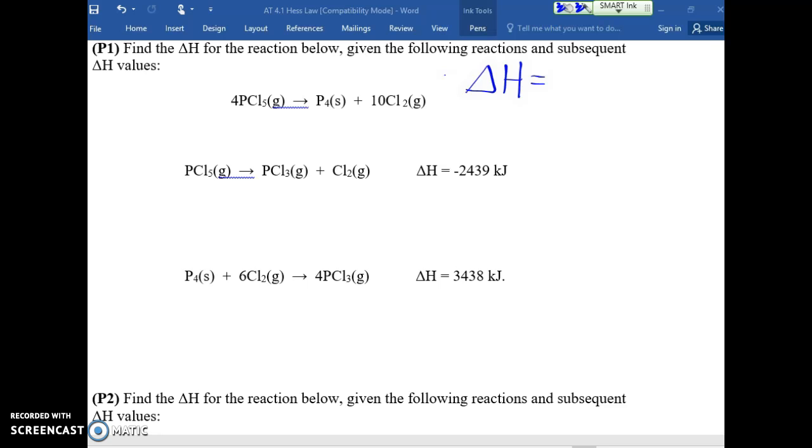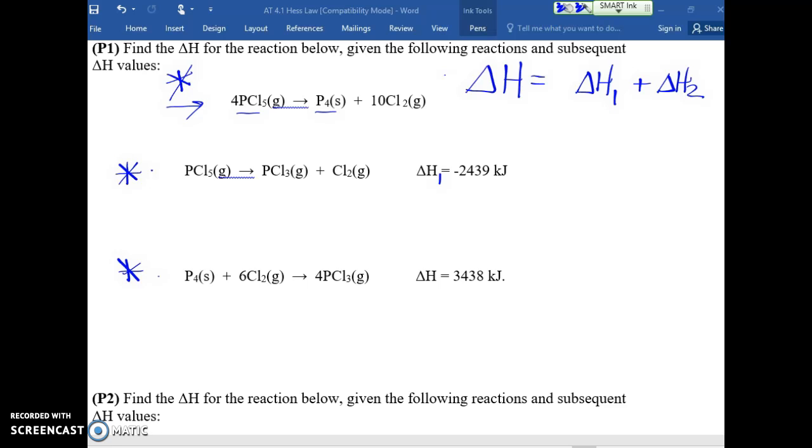But it turned out, Hess realized, that if you found other reactions that had the reactants and products that were involved in the unknown reaction, you could rearrange the other reactions in such a way, through adding and canceling, that you actually could recreate the desired reaction. And once you did that, you could take the heats of reaction of the known reactions and simply add them up to equal the unknown.